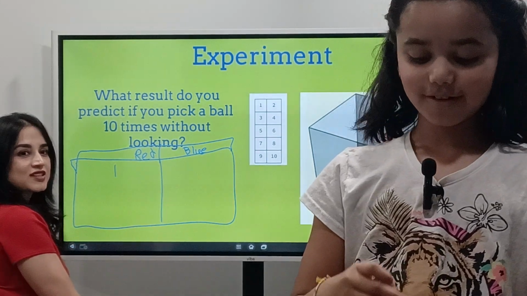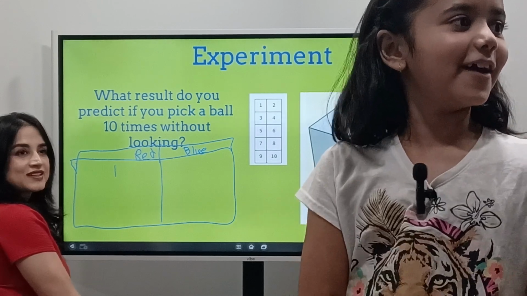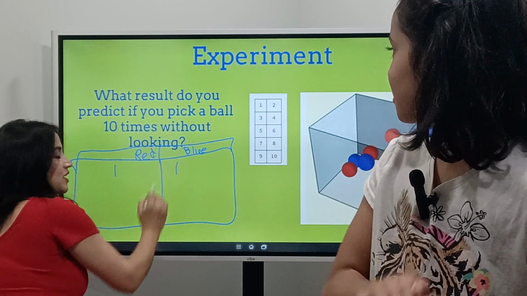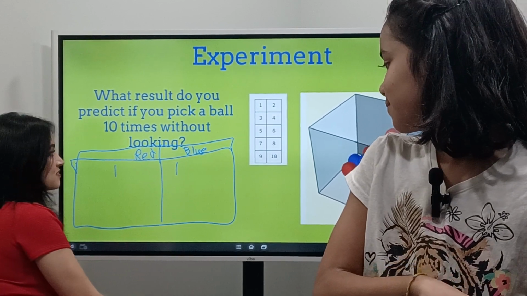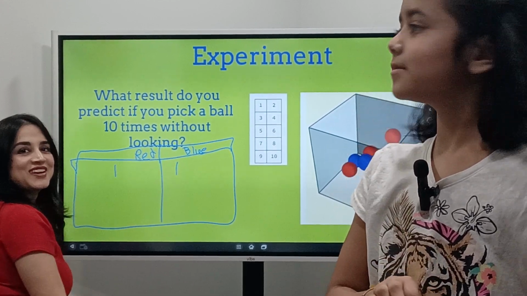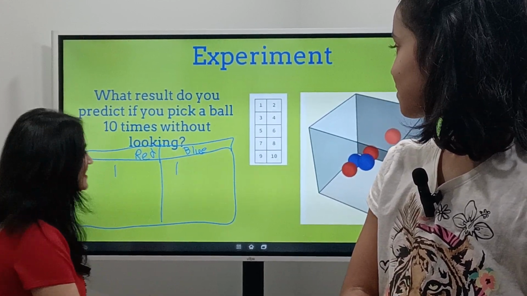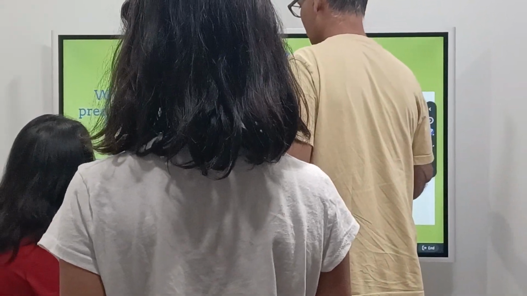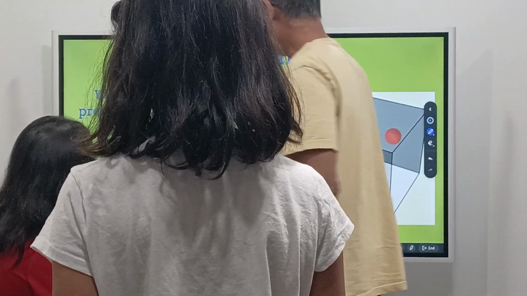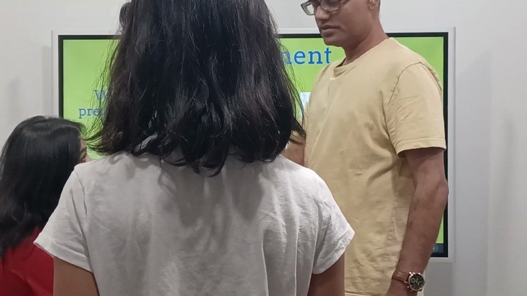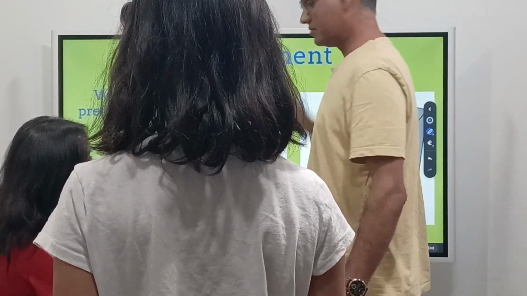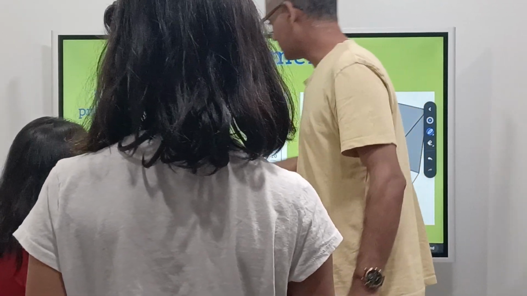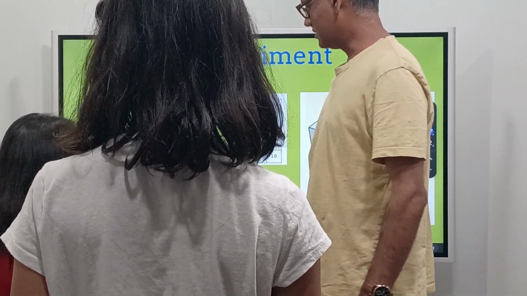So how many did you get? Blue. One. You have to pick up the marble first. They give you instructions: pick a marble, cross one here, one line. Take another, the second time, cross, put another line.